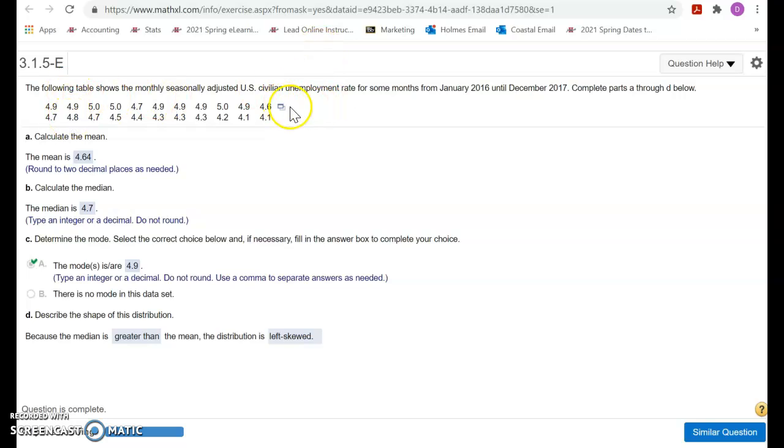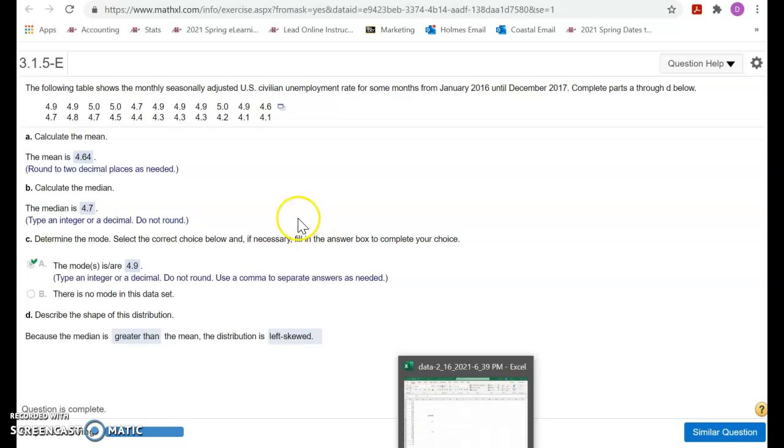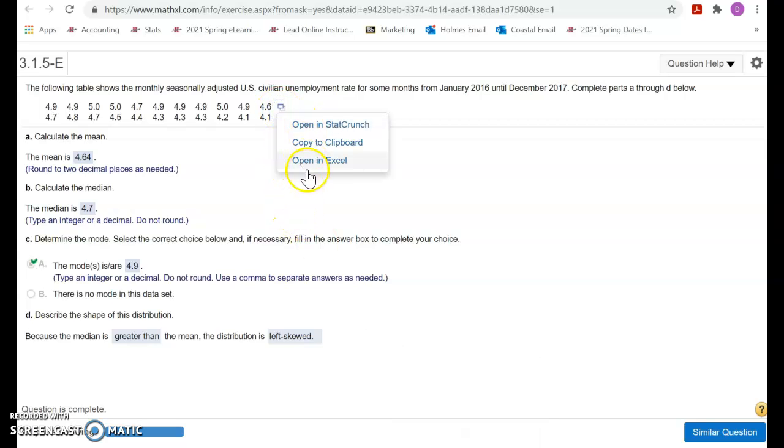Okay, when you have a lot of numbers for the mean and you understand how to calculate this by hand, but you want an easier option, what you can do is open it in Excel. And I've already done this one time, but I'm going to show you again.